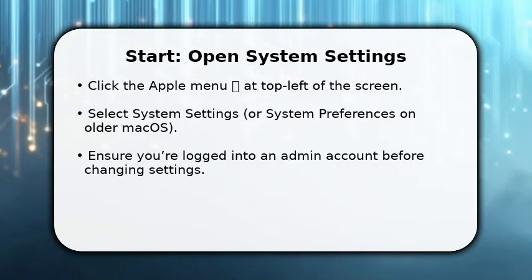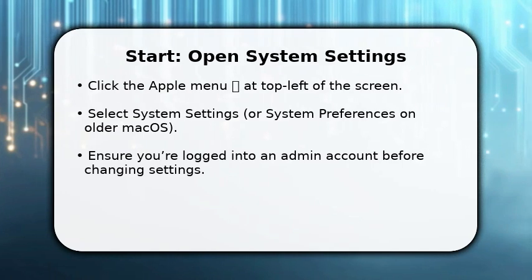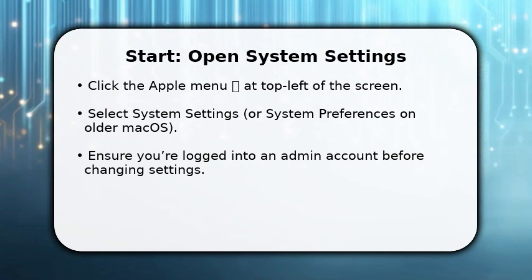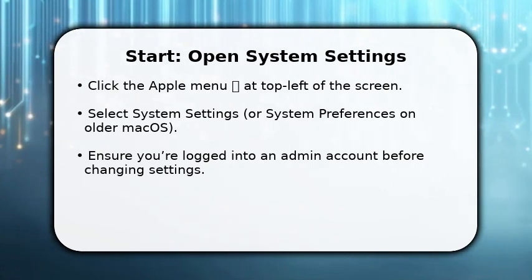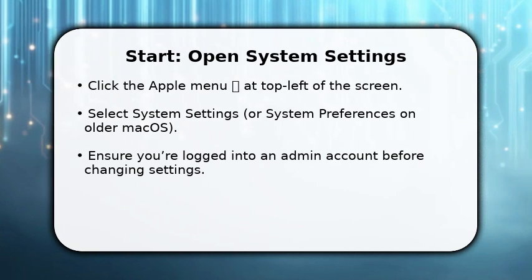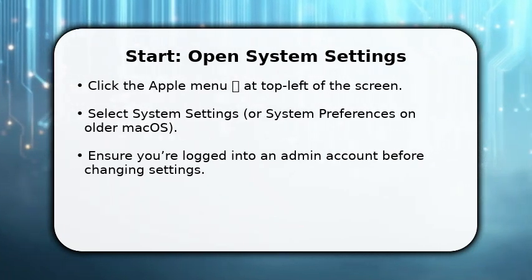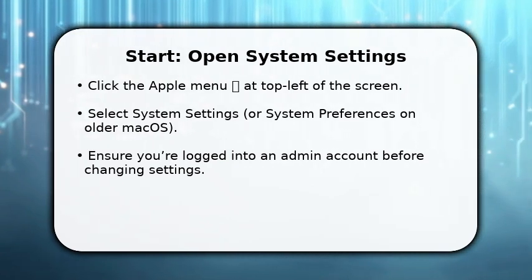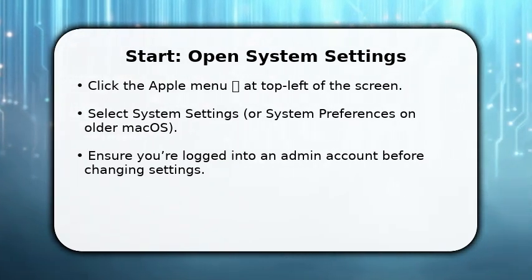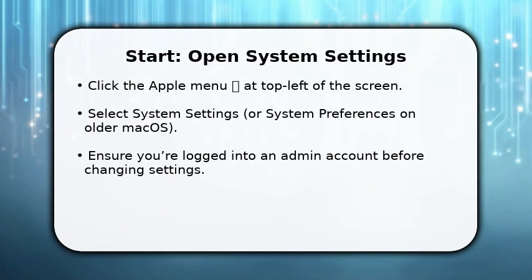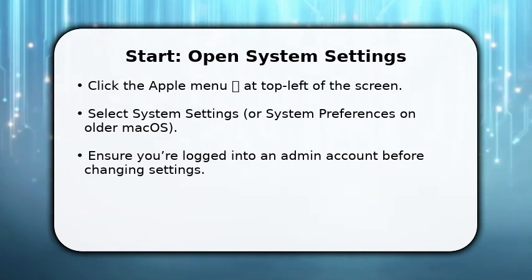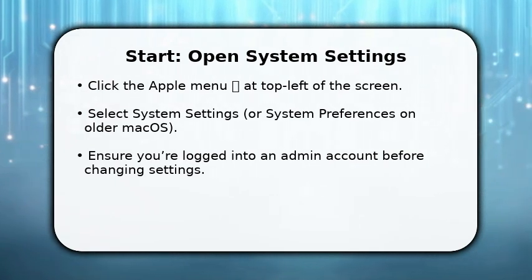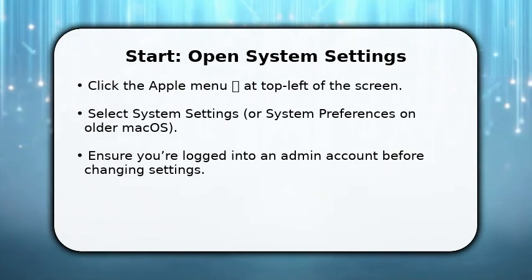You're starting now. Click the Apple menu at the top left and choose System Settings, or System Preferences on older macOS. If prompted, authenticate with your admin password so changes apply system-wide. Once the settings window opens, note the organized layout, general categories on the left and specific options on the right. Make sure to resize the window if items are hidden. This immediate step gets you where settings live and prevents permission-based roadblocks later.